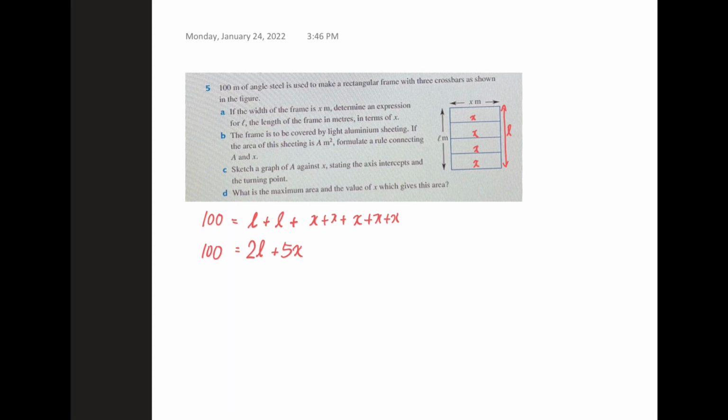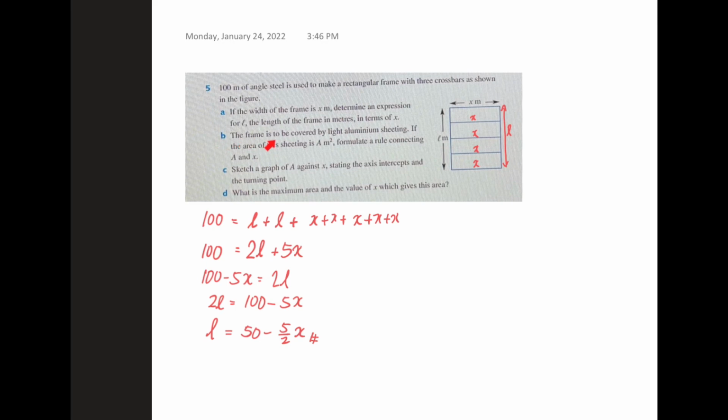Okay, so they want us to put L in terms of x. Okay, so we just rearrange the equation. 100 minus 5x equal to 2L. So 2L is equal to 100 minus 5x. So L is equal to, we divide by 2, 50 minus 5 over 2 x. So that is the answer for the first part, as they want L in terms of x. So that is A. Now we look at B.